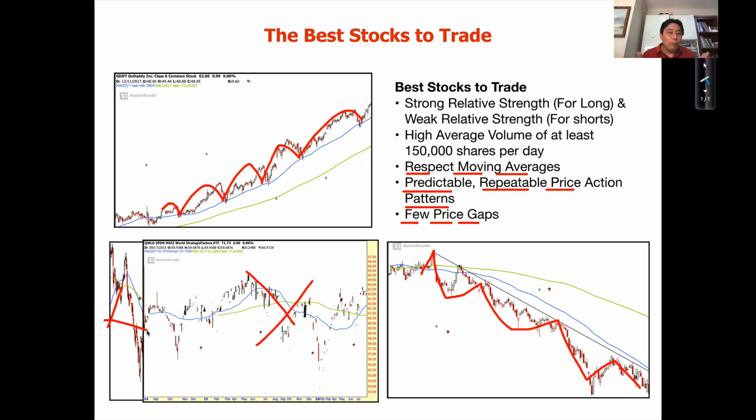So now you know what kind of stocks we're looking for. How do we find these stocks every single day? So I'm going to go into screening for these stocks right now.